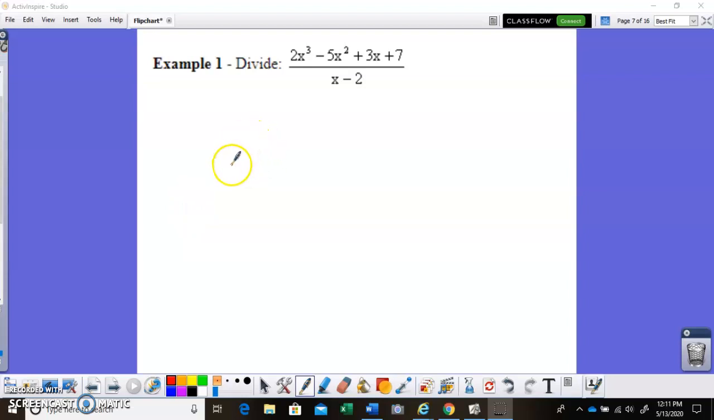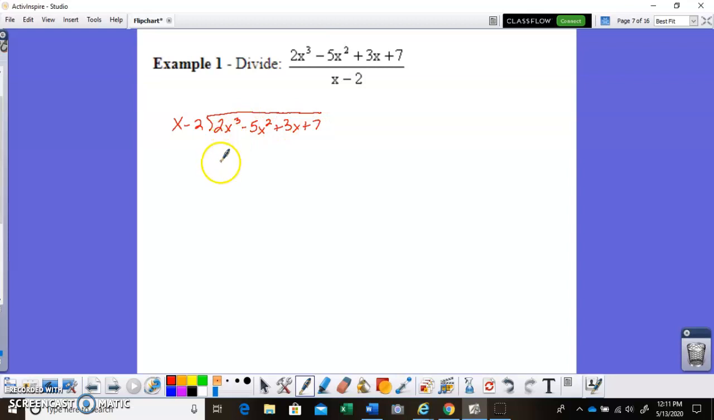So let's try a couple more examples before we move on to the remainder theorem. All right, so our polynomial here is 2x cubed minus 5x squared plus 3x plus 7. We have an x cubed, an x squared, an x to the 0, so we're all good with that. It's being divided by x minus 2. So your x minus 2 is here, and your other polynomial goes under here. 5x squared plus 3x plus 7.